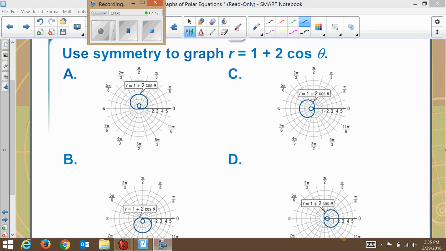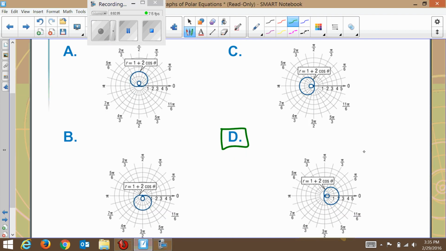The correct answer is going to be D. Since it's cosine, we know the shape goes to the right. The 2 tells you how far out it'll go here. That 1 plus, that gets the inner loop in there. Once again, this is limacon, symmetry with polar axis.